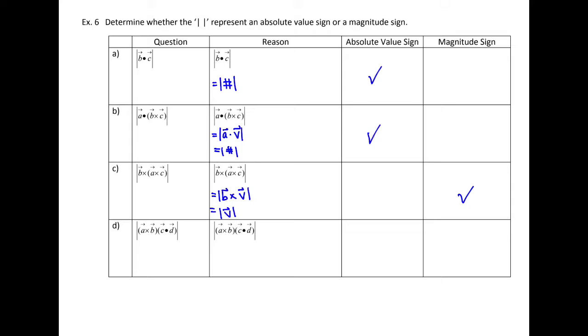Part D. The first bracket is a cross product, which is going to create a vector. And the second bracket is a dot product, which is going to create a scalar. And then we have a scalar multiplication of a vector. It's going to create another vector. Therefore, it is a magnitude sign.